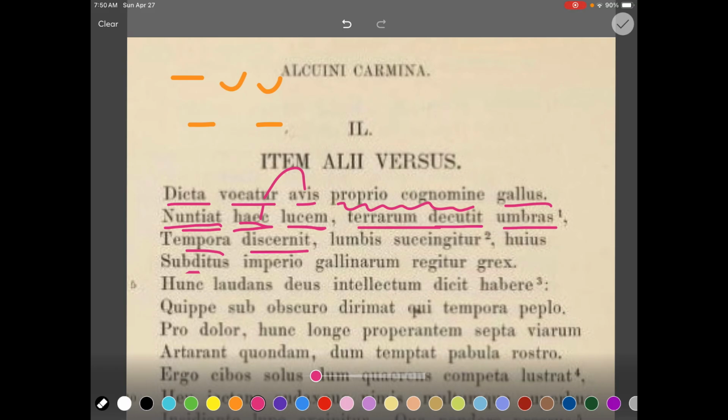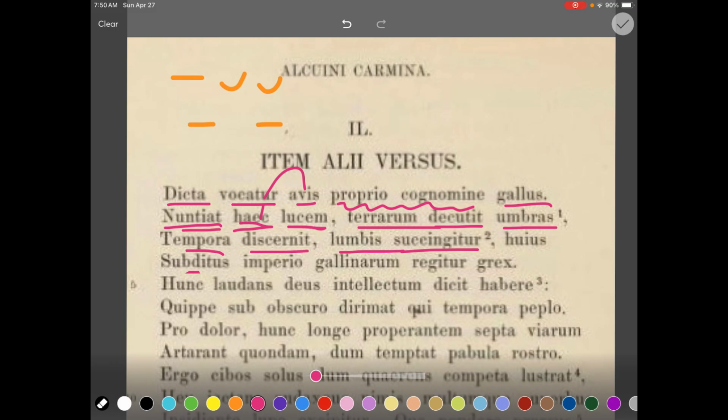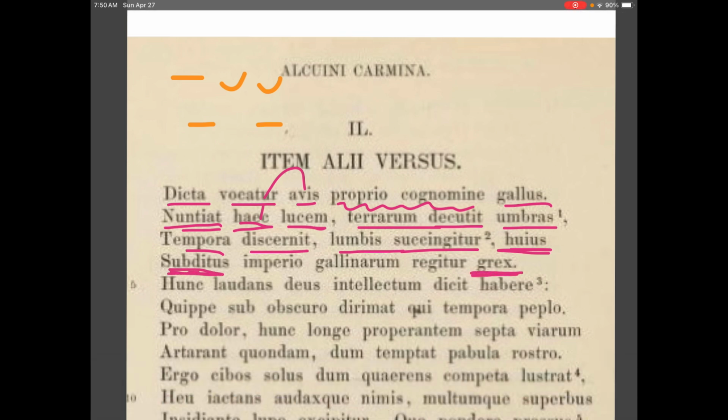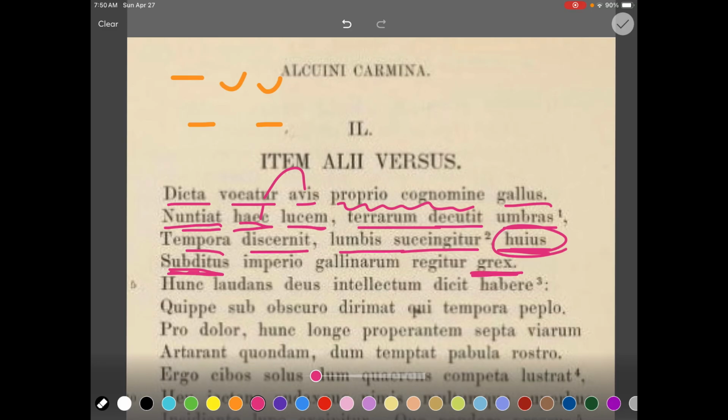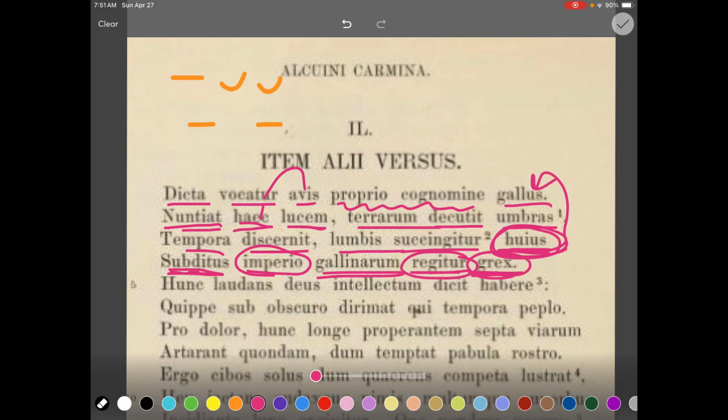It is girt about with respect to its loins. Its loins are girt about. I'm not sure what that means, perhaps a poetic reference to its tail. Of this one, the flock, which is subject to this, is genitive, this one's rule, the flock of hens is being ruled. So the huius refers back to the rooster. The flock is the subject of regitur, which is passive. The flock is being ruled.